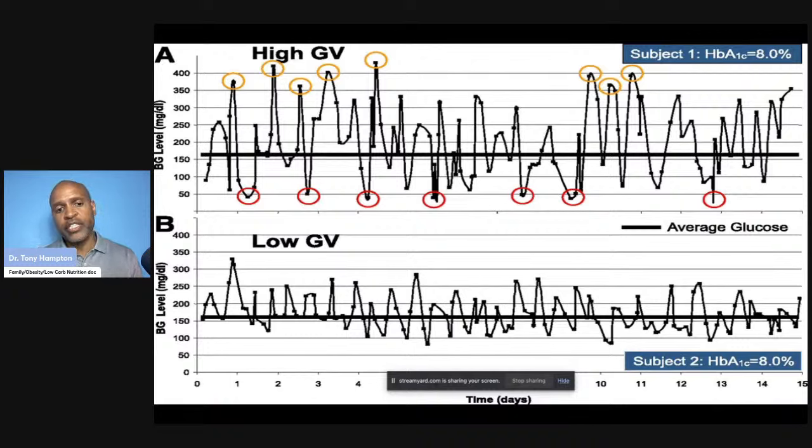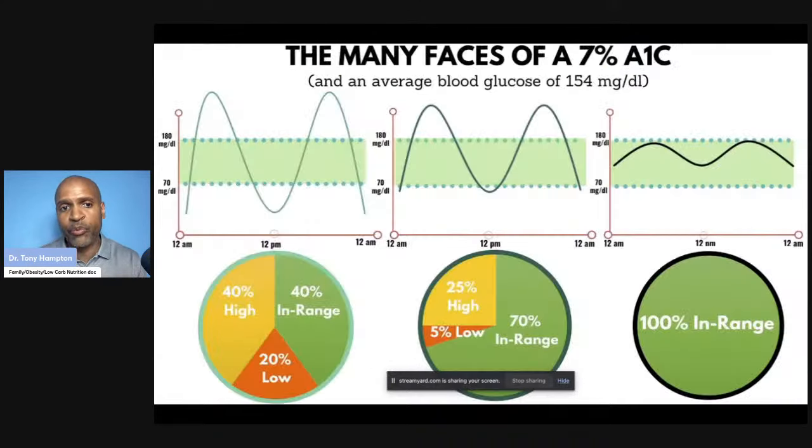Now, what's better is when we reduce that glycemic variability. And as you can see from the chart below, there is a reduction in glycemic variability with the lower image. The problem with that is that the average A1C is the same. So although those hyperglycemias and hypoglycemias are better in this case, it's still an issue. So our goal today is to figure out how to reduce glycemic variability as well as how to get the A1Cs in the normal range. And again, that's less than 5.7.